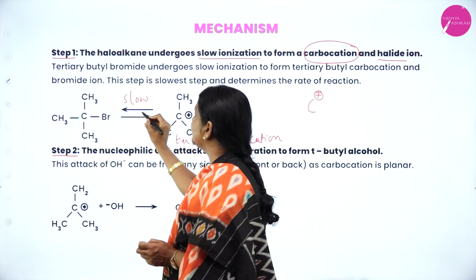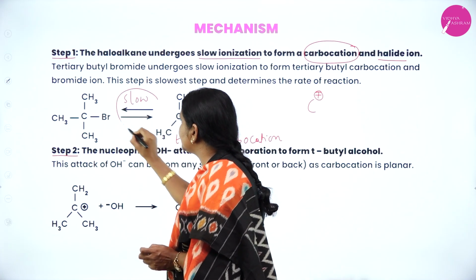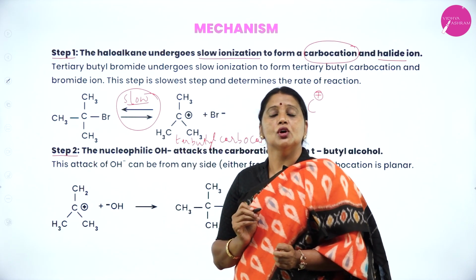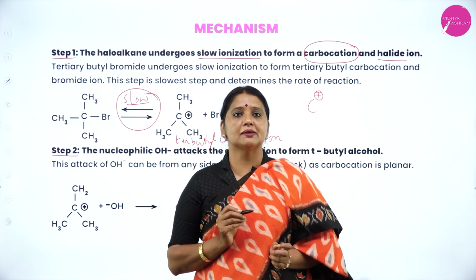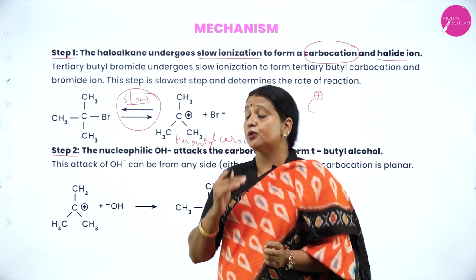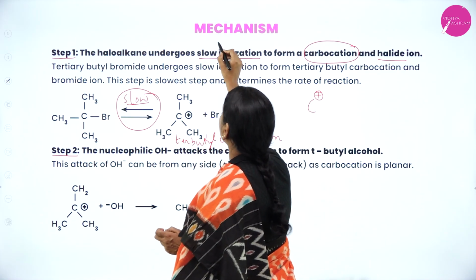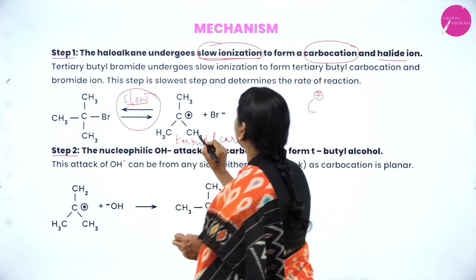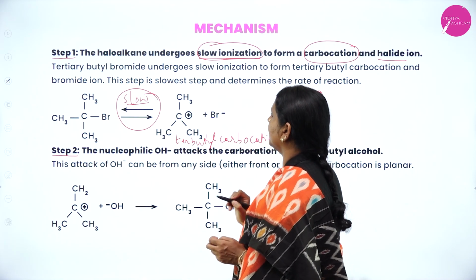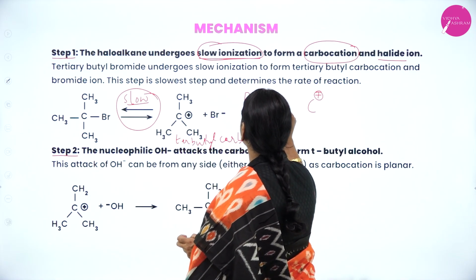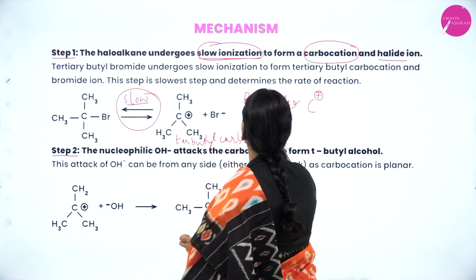This reaction is reversible as well as slow. Therefore, what's the first step of SN1 mechanism? In the first step, the tertiary butyl bromide undergoes slow ionization to form carbocation and bromide ion, and this reaction is reversible and slow.